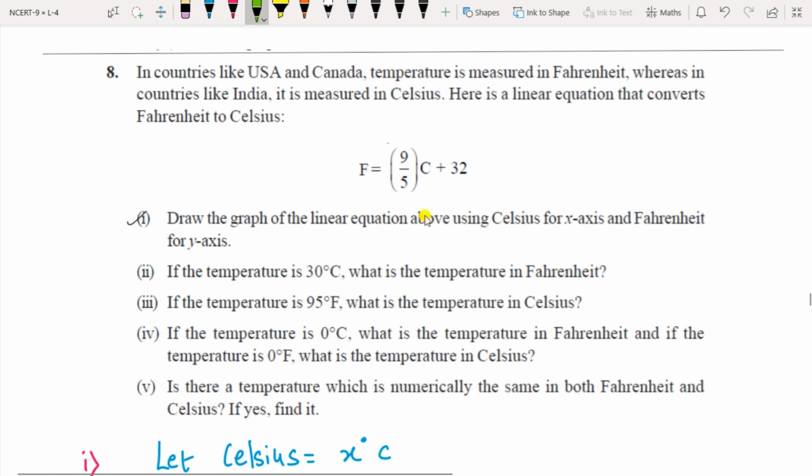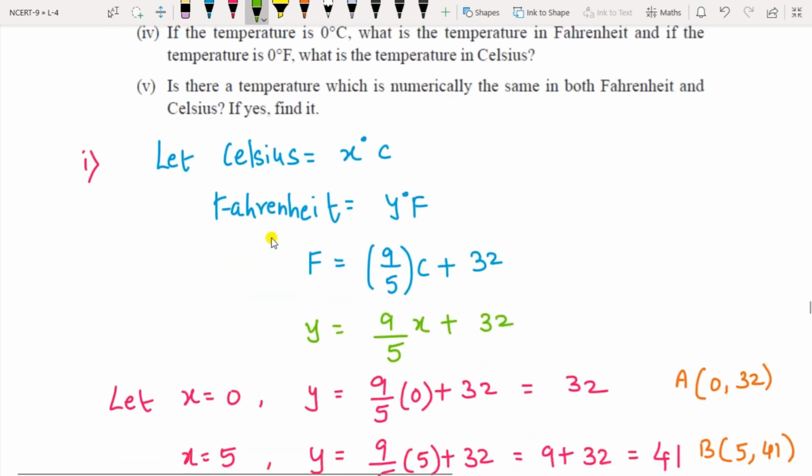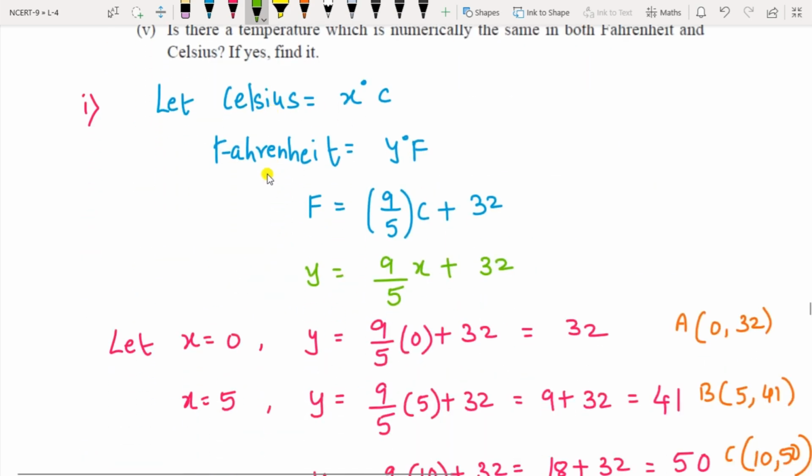In countries like USA and Canada, temperature is measured in Fahrenheit, whereas in India it is measured in Celsius. So this is the equation to convert Fahrenheit to Celsius or vice versa. Now you have to draw a graph using Celsius for x-axis and Fahrenheit on y-axis. So let us consider Celsius as x, Fahrenheit as y. Substituting x and y in the given equation, F equal to 9 upon 5 C plus 32. So here F is y and C is x.